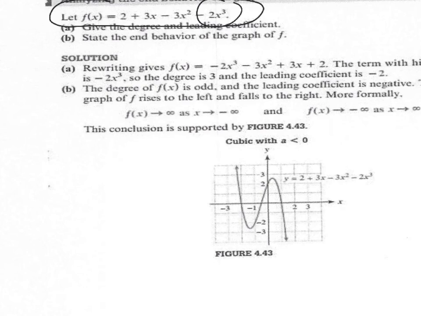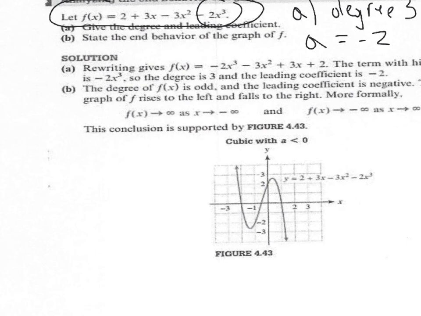Okay, so question A, give the degree and the leading coefficient. What is the degree? Degree is 3 because that's your highest exponent. So in other words, n is 3. What is the leading coefficient? The leading coefficient is the number in front of x to the third, which would be a equal to -2. That is pretty easy.